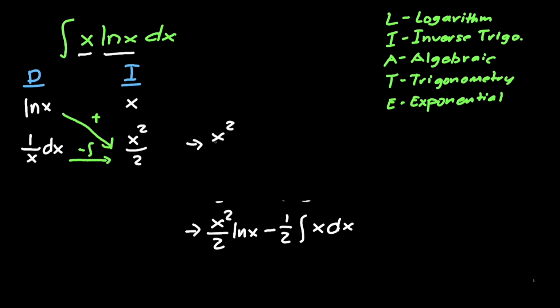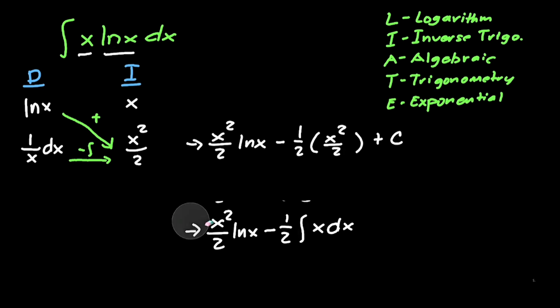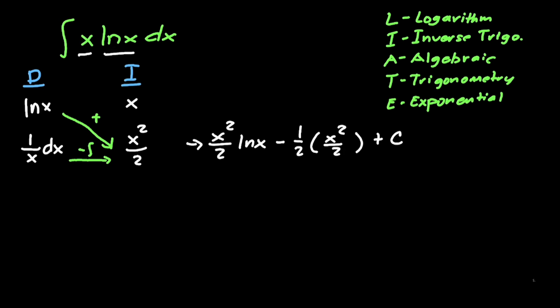It will become x squared over 2 ln of x minus 1 half multiplied by the integral of x, which is x squared over 2. And don't forget to add the constant of integration. Now, the final answer here would be x squared over 2 multiplied by ln of x minus 1/4 x squared plus c, since 2 multiplied by 2 is 4.